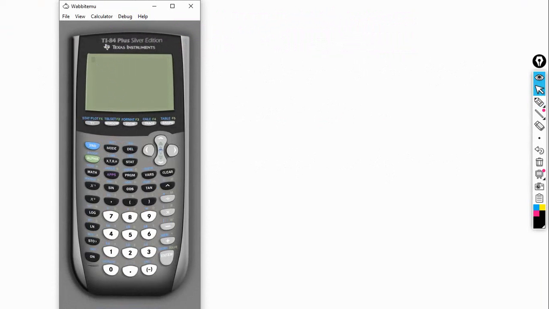Okay, so here we are with the emulator, and I'm going to show you how to do a combination, which is what would give us a coefficient for one of these terms when you expand the binomials using the binomial theorem. So go to Math, and then scroll to the right where it says Probability, PRB, and notice that the third function you have is the combination, nCr, number 3. Okay, but this is an older version of the calculator, so I have to do something first.